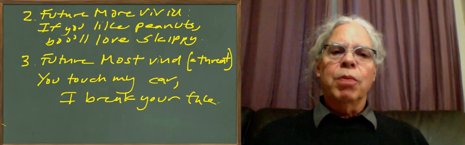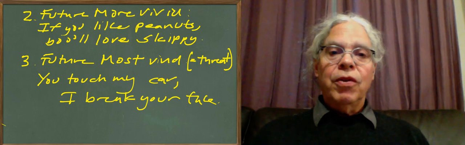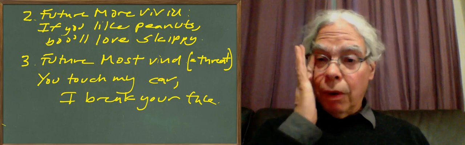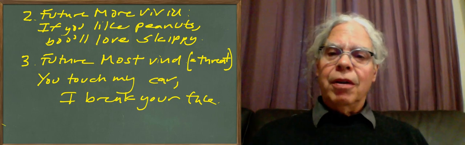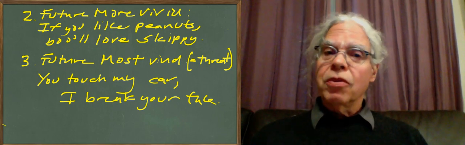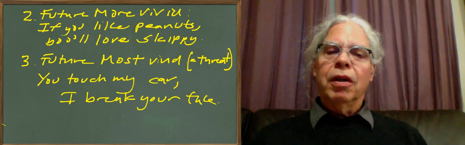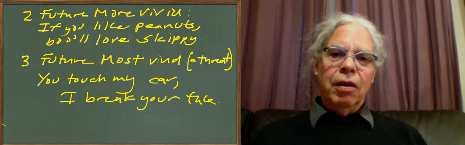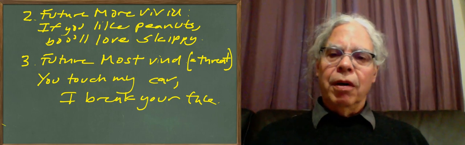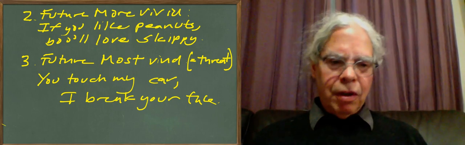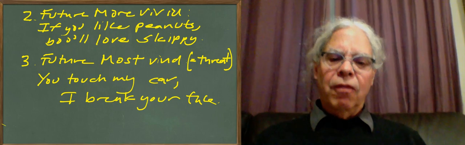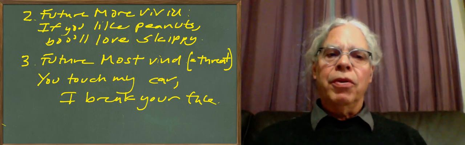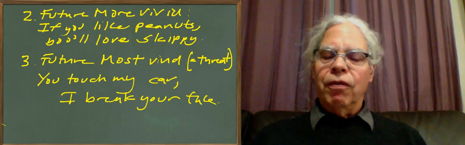There are two other types: the future more vivid and the future most vivid. Future more vivid is of the type of the Skippy peanut commercial. If you like peanuts, you'll love Skippy. Okay, there's an element of futurity in it. Again, it's making an inference from a supposition, and it has the kind of cachet of being something that's really true. But again, it's a hypothesis and an inference, and it's different from the others that we've been looking at.